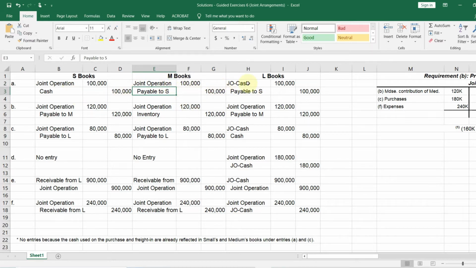100,000, the same with L, pero iba yung kanya because he is a managing operator. Okay, so ang kanya, JO cash, 100,000, and then payable to S, 100,000.